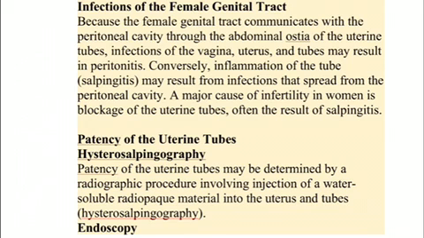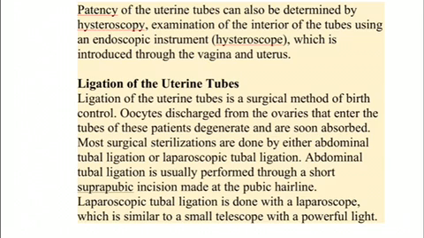Endoscopy is another procedure where patency of the uterine tubes can be determined, and when you see it through the uterus, it's called hysteroscopy. So you examine the interior of the uterine tubes using an endoscopic instrument like what we call a hysteroscope, and you introduce the hysteroscope through the vagina and uterus. So endoscopy enables you to determine the patency of the uterine tubes as well.